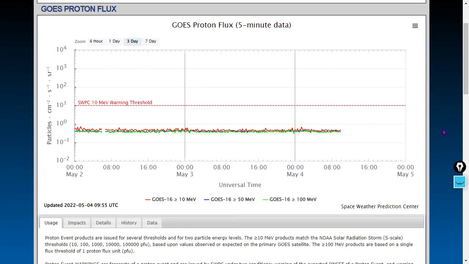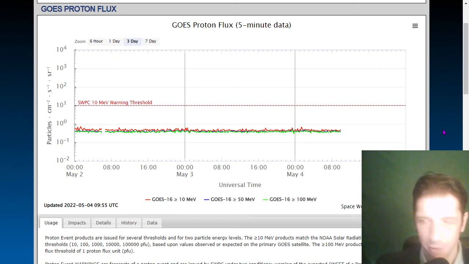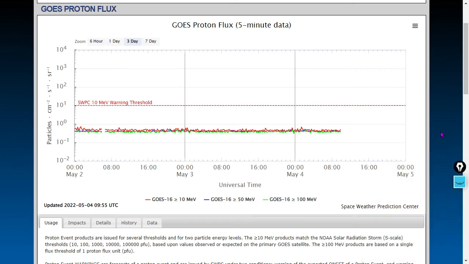Let's get back to the weather in space. Yes, space. A frontier. Is it the final frontier? Let us know in the comments what you think.